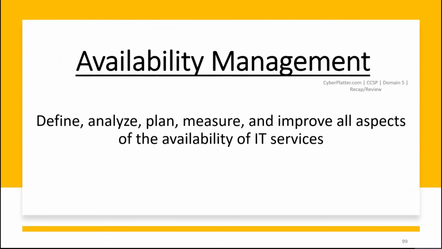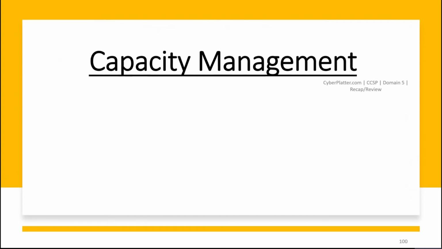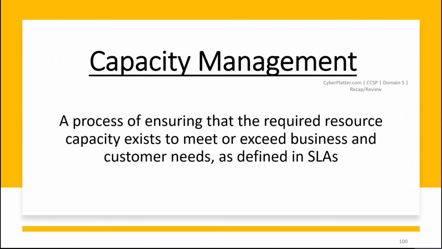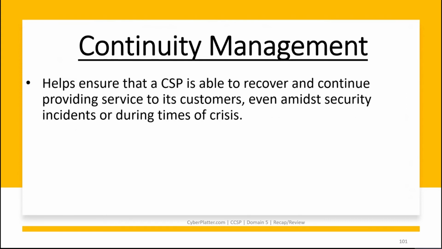Availability management: define, analyze, plan, measure, and improve all aspects of the availability of IT services. Capacity management is a process of ensuring that the required resource capacity exists to meet or exceed business and customer needs as defined in SLAs. Continuity management helps ensure that a cloud service provider is able to recover and continue providing service to its customers even amidst security incidents or during times of crisis.